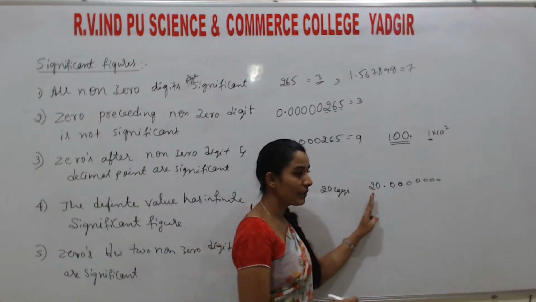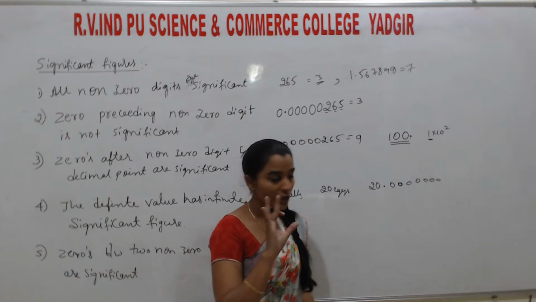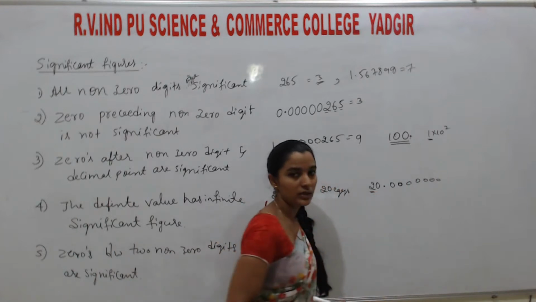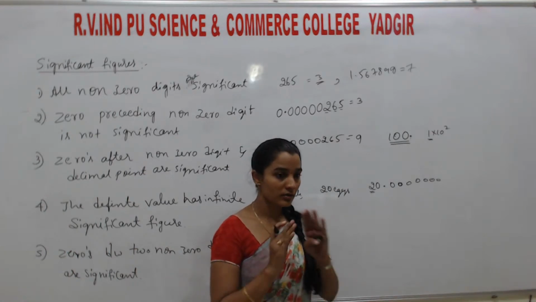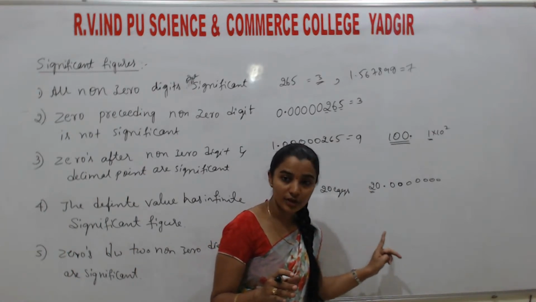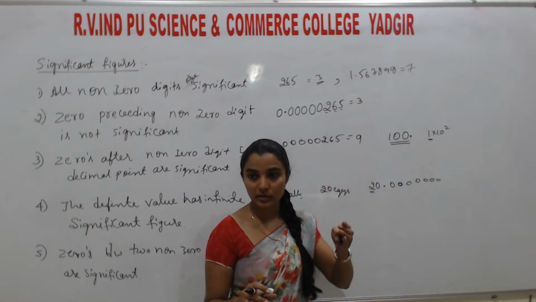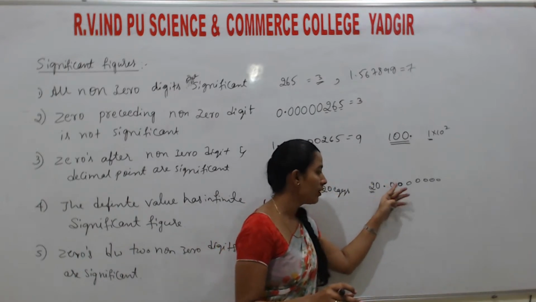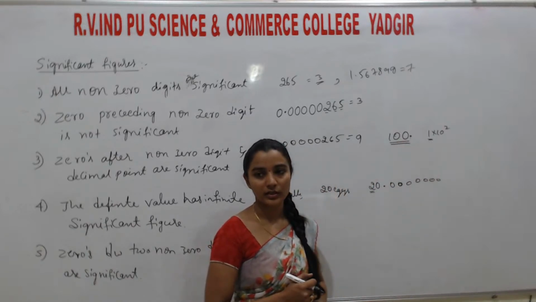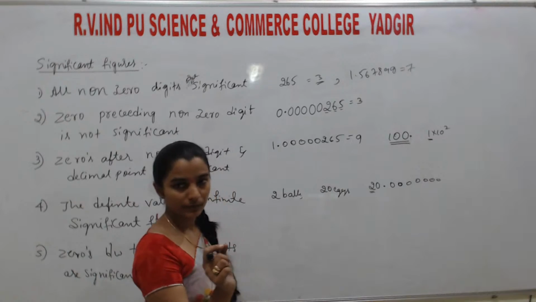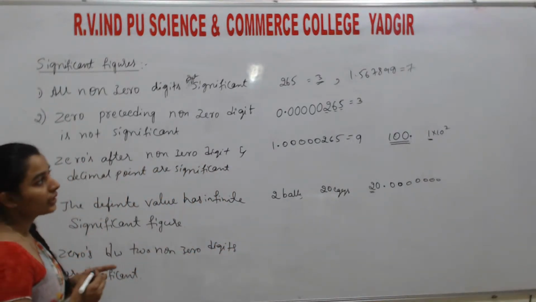If they give simply 20, 20 balls are there, then how many significant figures? You can't count only one. Significant figure 2 is there, that is non-zero, 1 is the correct answer, that is wrong. It is a definite value, means it has infinite significant figures. Because after the decimal point, we may write so many zeros, and those zeros are significant. For a definite value, I am telling you. Okay, not indefinite.